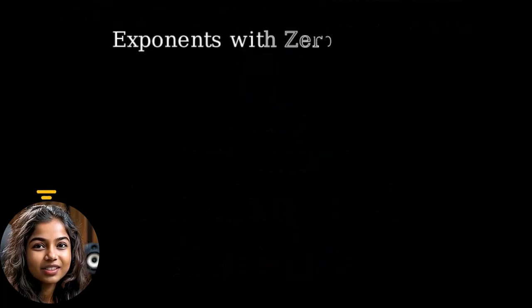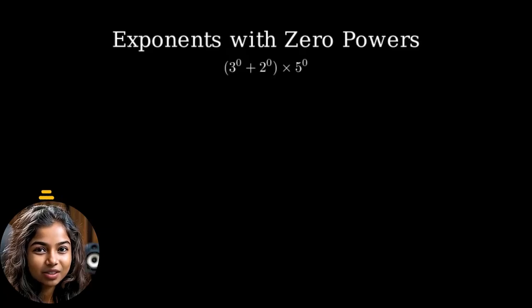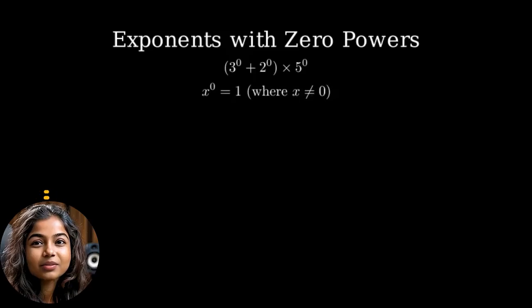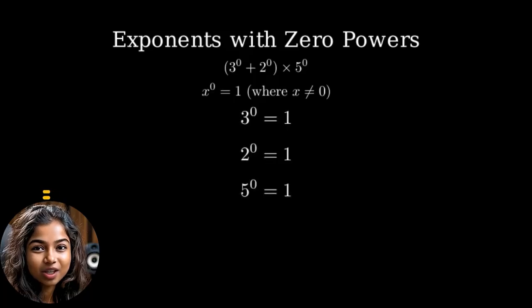Let's solve this problem involving exponents with 0 powers. The question asks us to find the value of 3 to the 0 power plus 2 to the 0 power, all multiplied by 5 to the 0 power. Before we solve this, let's recall an important rule. Any number raised to the power of 0 equals 1. This is true for any non-zero number. Let's solve this step by step.